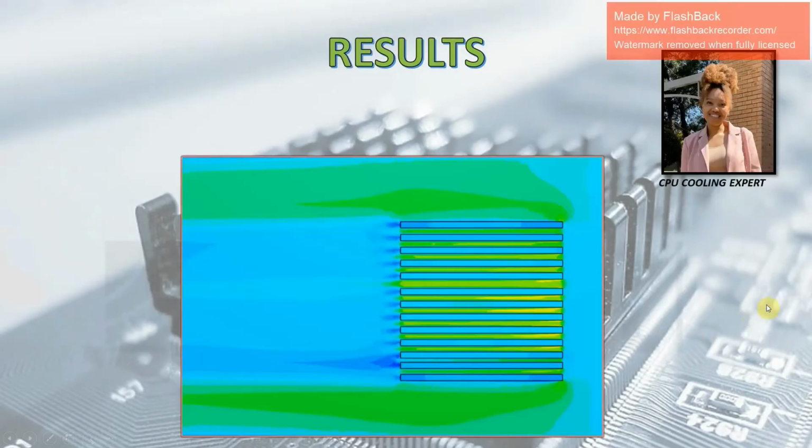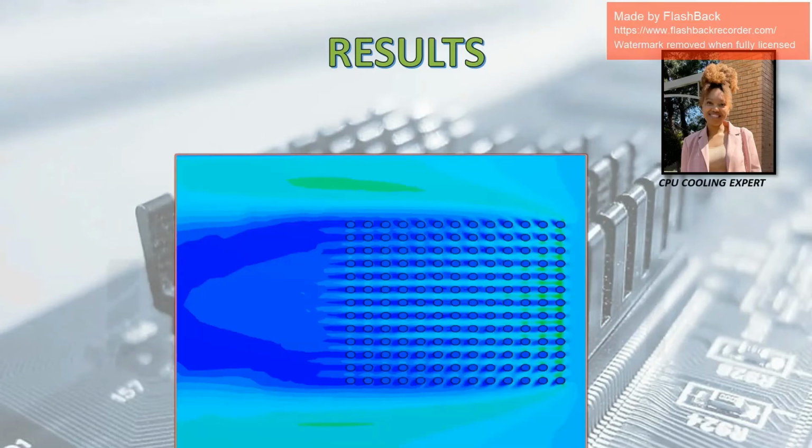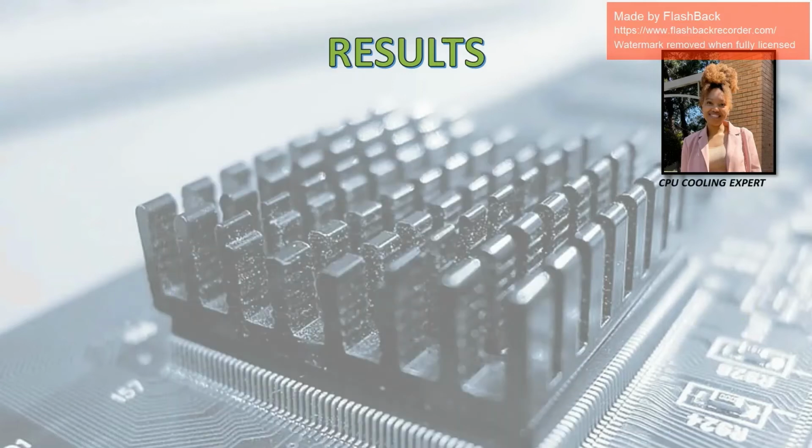Looking at the results for this plate heatsink, it can be seen that the temperature is dissipated towards the sides of the heatsink as well as between the plates of the heatsink. Looking at the results for the circular pin heatsink, it can be seen that the temperature is highest closest to the velocity inlet and at the sides.